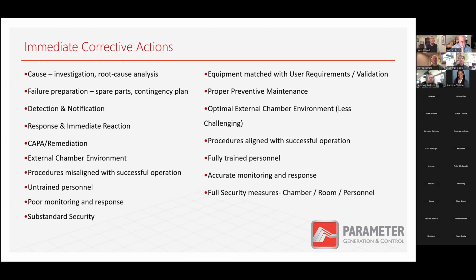In these situations, it's all hands on deck. There's millions of dollars worth of product in the chamber. You're in the 4th year of a 5-year study and your chamber goes down. So be sure that you have a response plan and everyone's trained on it.